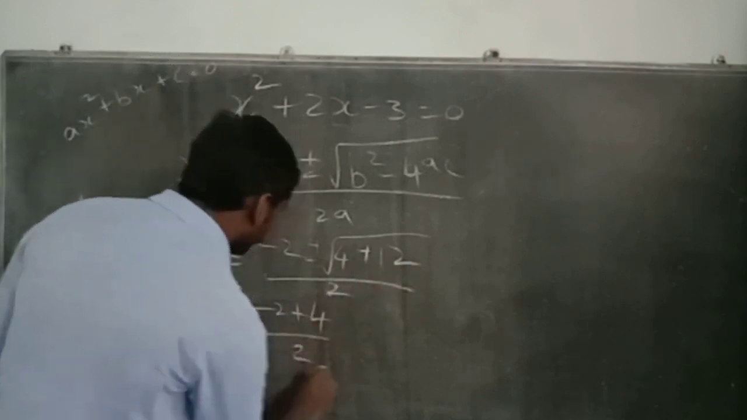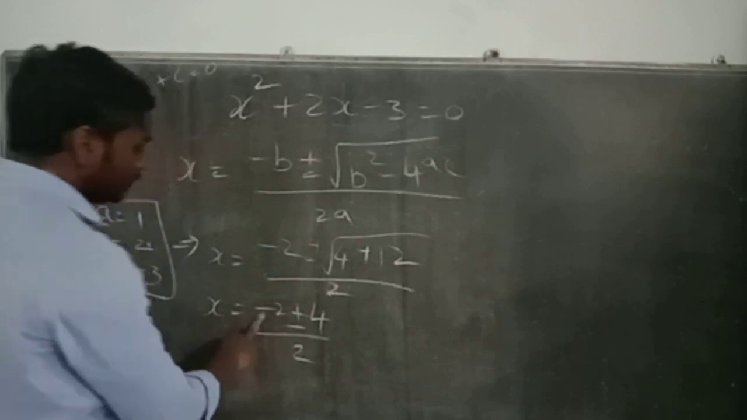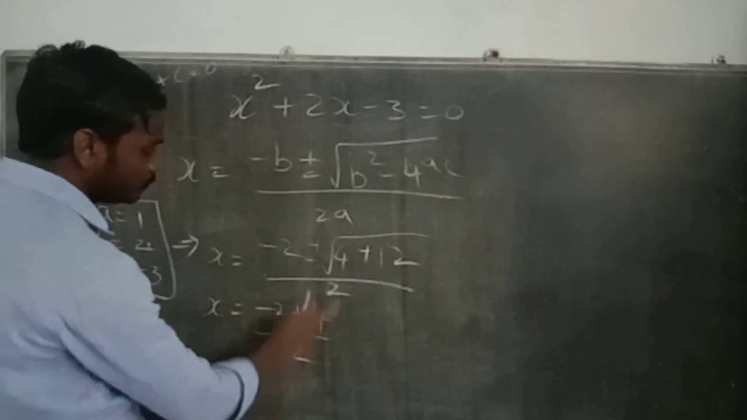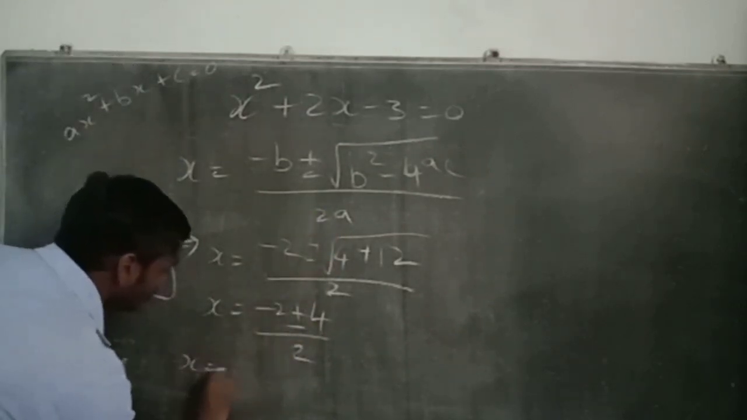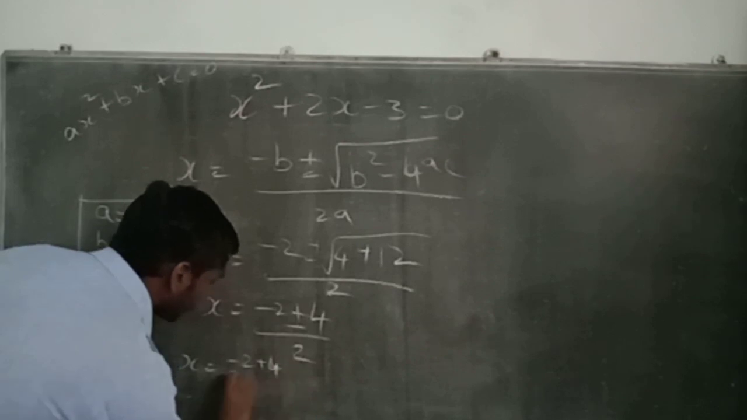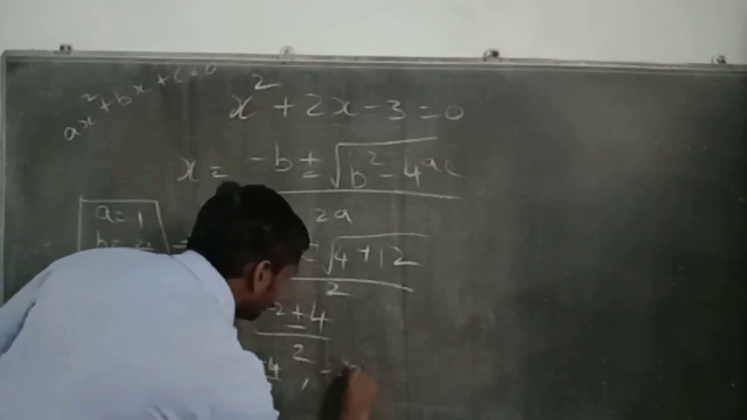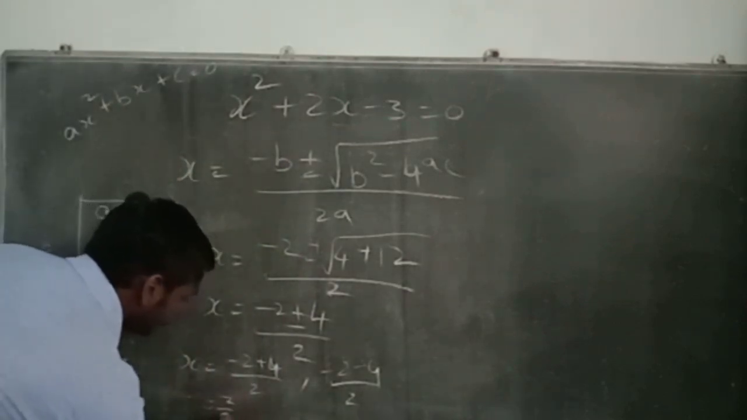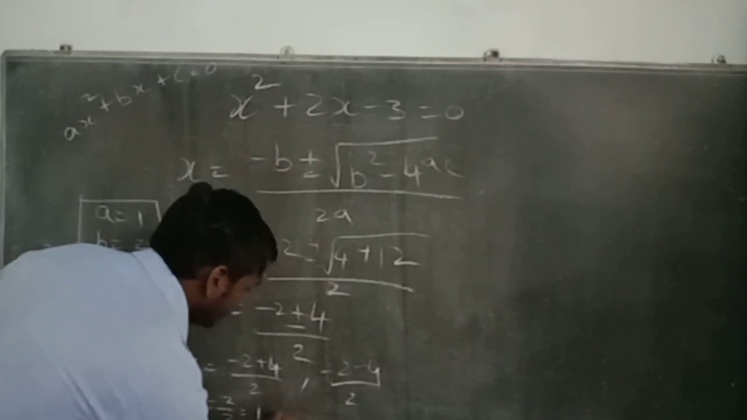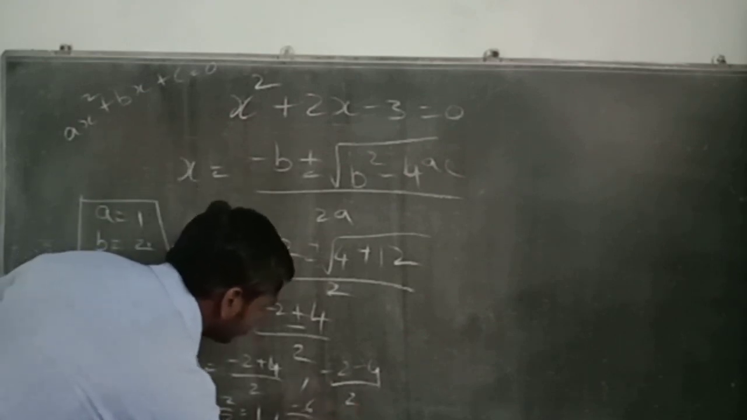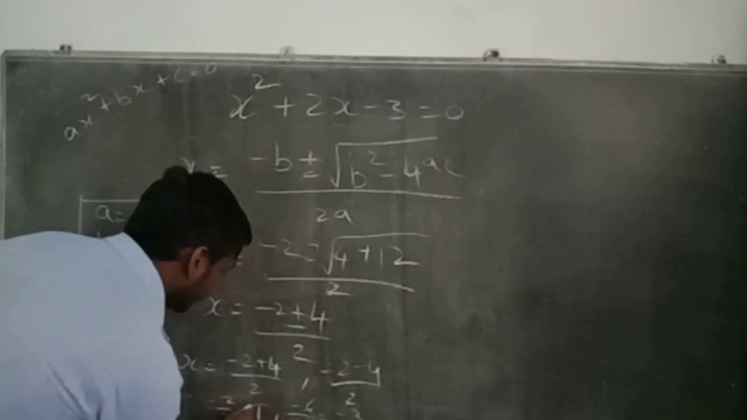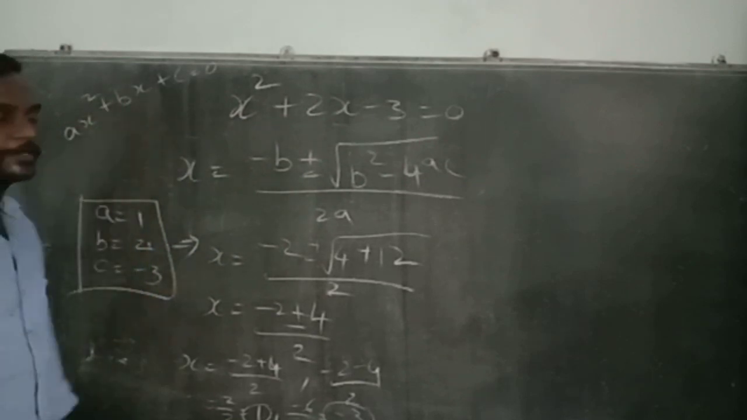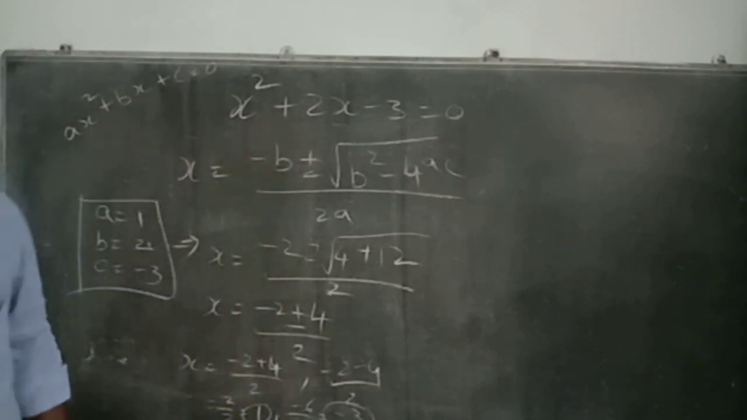4 divided by 2. So once let's take it as minus 2 plus 4 and once let's take it as minus 2 minus 4. So x is equal to minus 2 plus 4 by 2 and minus 2 minus 4 by 2. By this we get 2 by 2, that is equal to 1, and minus 6 by 2, that is equal to minus 3. Look, again we got the same values. That means whatever the method you are going to use, we can get the same answer.